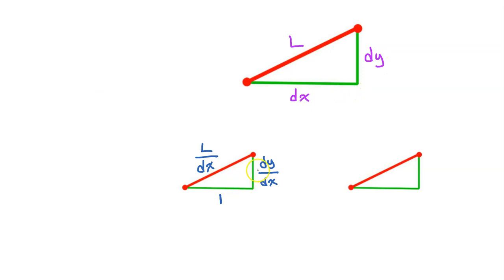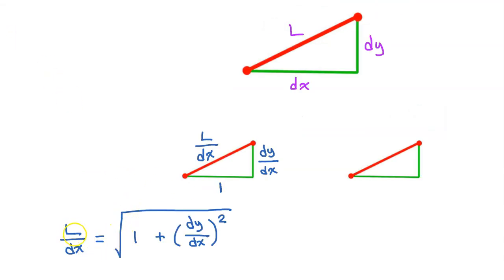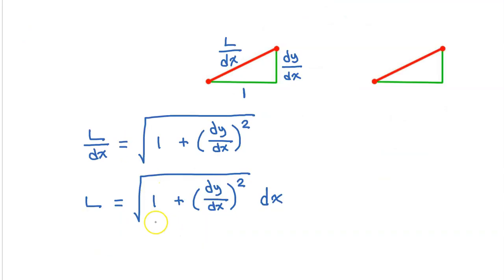So far we have this. Let's apply the Pythagorean theorem to this triangle and see what we get. Our goal is to solve this equation for L. The next step would be to unsquare the fraction by taking the square root of both sides of this equation. Then we can get L by itself by multiplying both sides by dx. So here we have found an expression for length L.